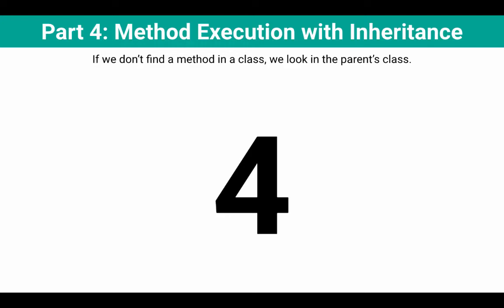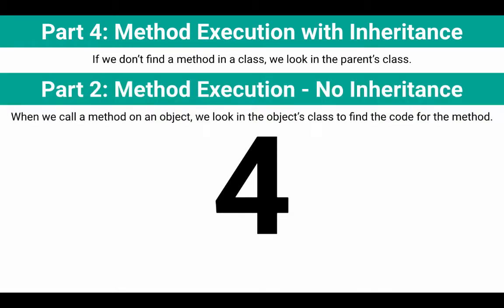Okay, here in part 4, we're going to talk about method execution with inheritance. And our key learning goal is that if we don't find a method in a class, we look in the parent's class. Actually, this one doesn't make much sense without talking about part 2, which was about method execution in general. This was before we looked at inheritance.